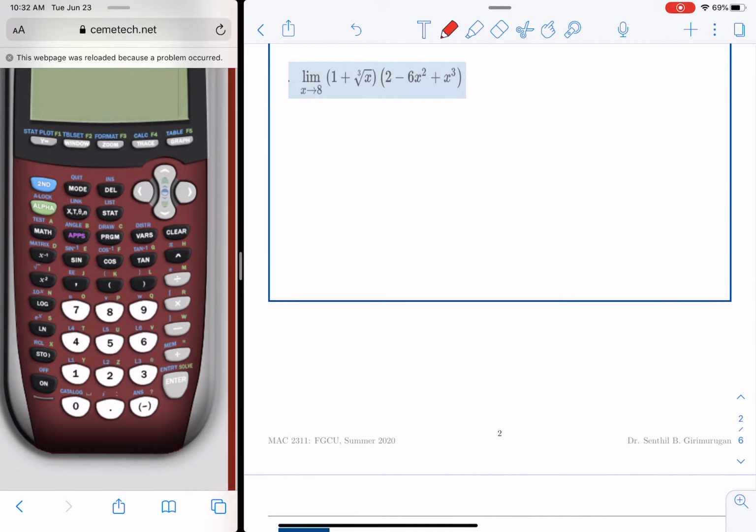Extending the same idea, we have two functions that are in a product. So we apply the limit as x approaches 8 to each of them individually and multiply.